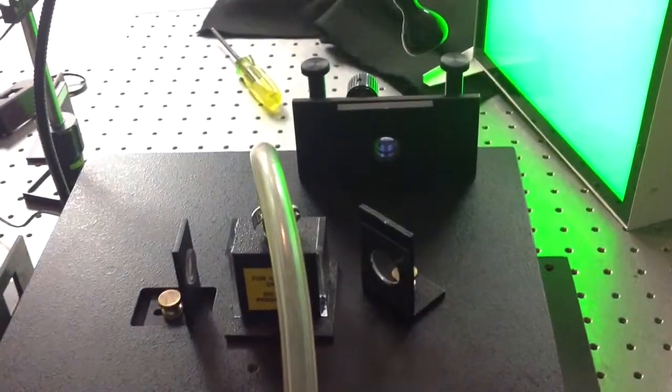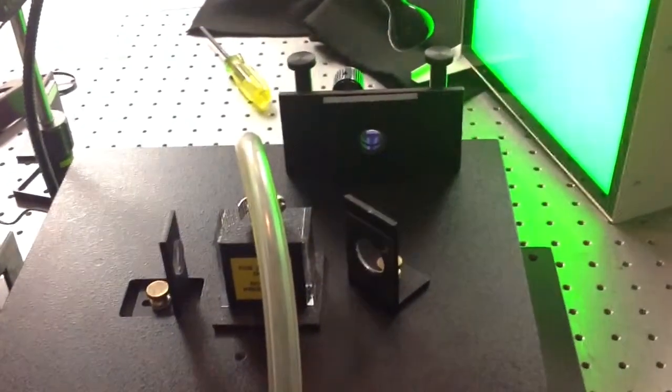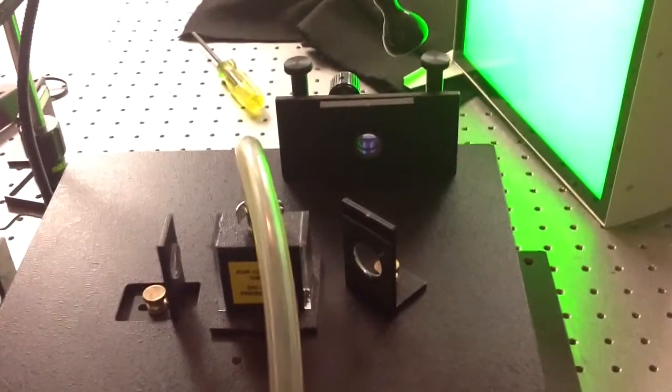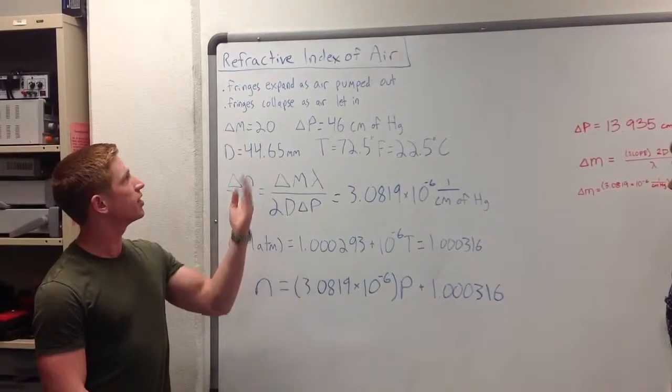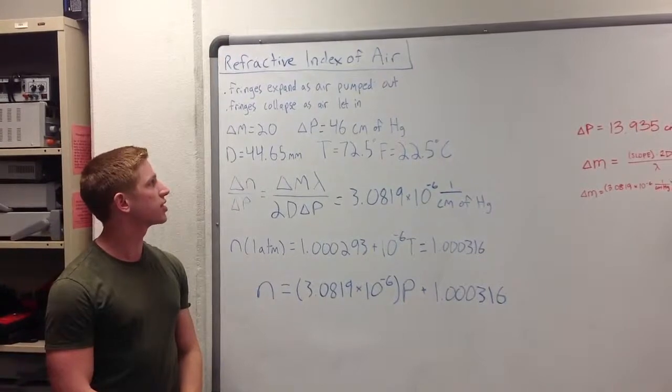To measure the refractive index of air, this pump was placed between the beam splitter and the mirror so that the pressure inside the chamber could be changed to view its effects on the refractive index of air. The circular fringes expanded out as the air was pumped out of the chamber, and they collapsed as air was let into the vacuum chamber.